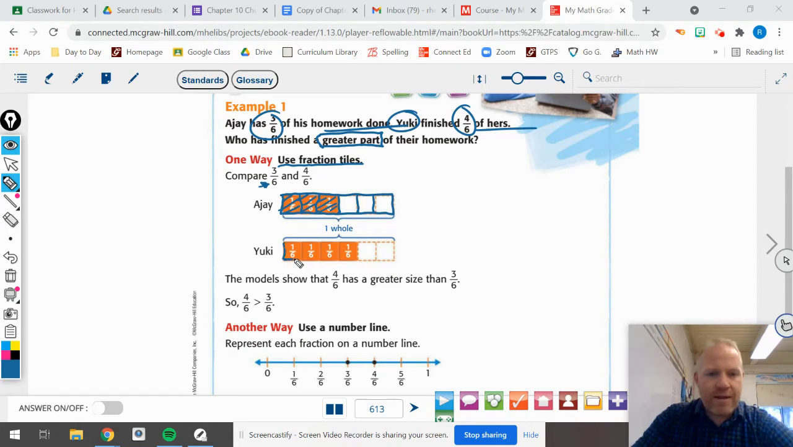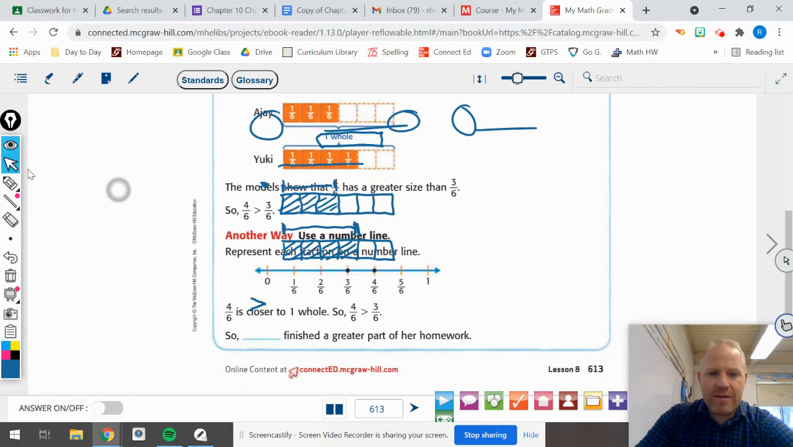The next one, we have a rectangle, and that rectangle again is cut 5 times to make 6 parts, 6 tiles, and then we shaded 4 of the 6 tiles to show 4/6. So AJ has 3/6 and Yuki finished 4/6. The models show that 4/6 comes all the way to here, and 3/6 comes all the way to here. So we can see that more space is taken up by 4/6 than 3/6. So 4/6 is bigger or greater than 3/6. So 4/6 is greater than 3/6.